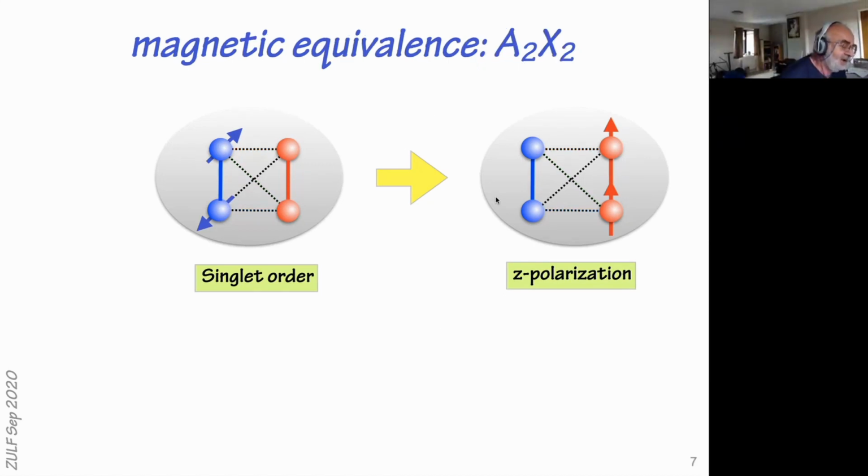If, on the other hand, you have magnetic equivalence, so the spin system is of the type A2X2, that happens, for example, if all of the couplings between the I spins and the S spins are the same. So this coupling is the same as this coupling, is the same as this coupling, is the same as this coupling. Then these two spins are magnetically equivalent, and these two spins are also magnetically equivalent. In this case, you can't transfer any singlet order to Z polarization. So this would be a very bad situation to try to perform SABRE.